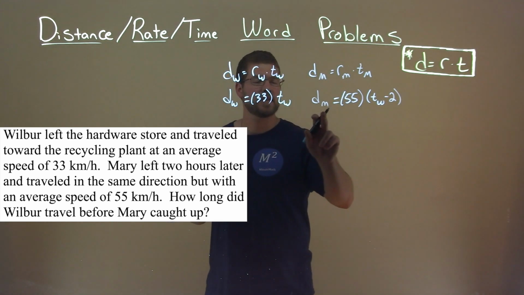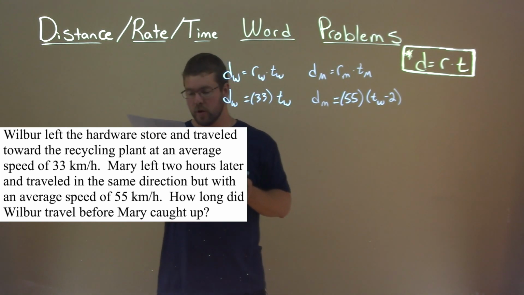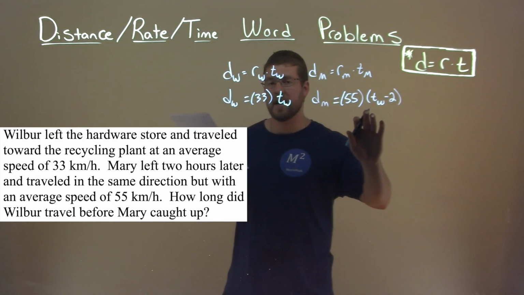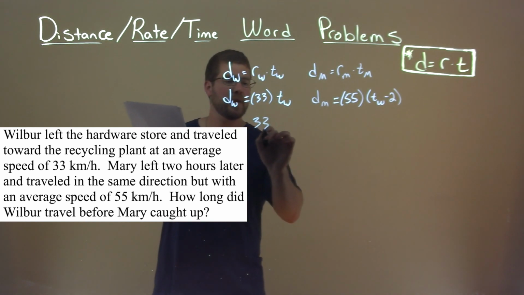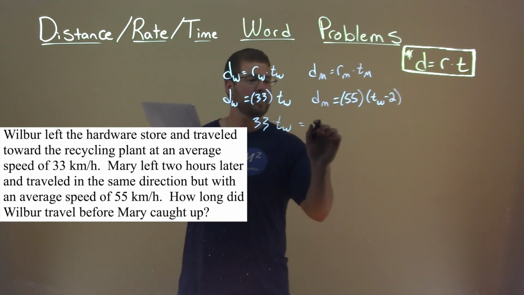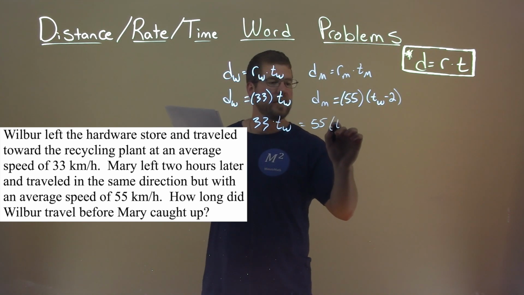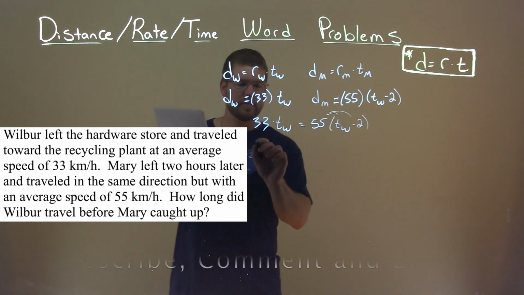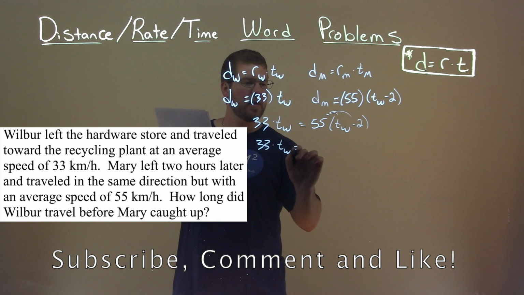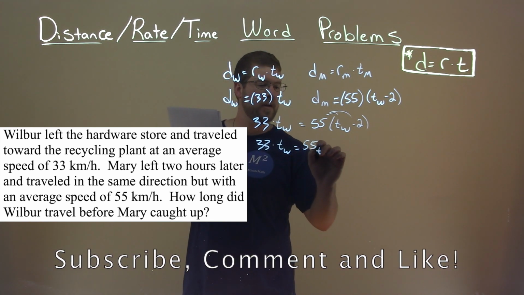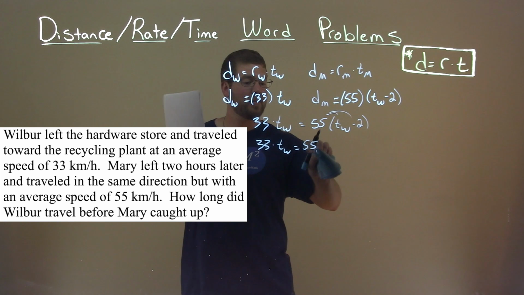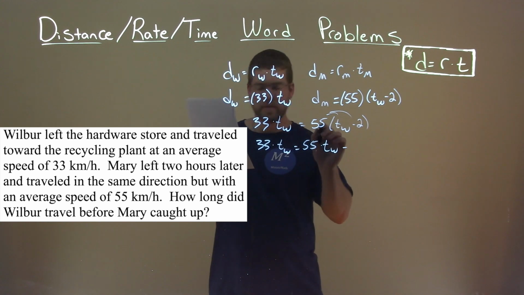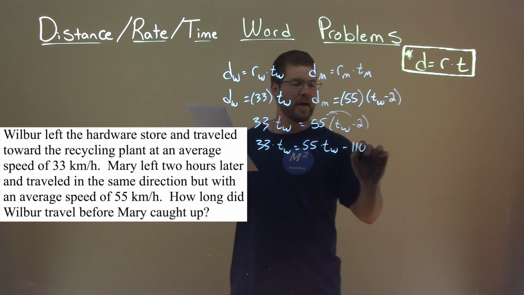Well, their distances, because we're finding where Mary caught up to Wilbur, that distance is going to be overall the same. So we can set these two equations equal to each other. 33 times t sub w is equal to 55 times t sub w minus 2. So let's distribute this 55 over. So 33 times t sub w is equal to 55 t sub w, minus 55 times 2, which is 110.